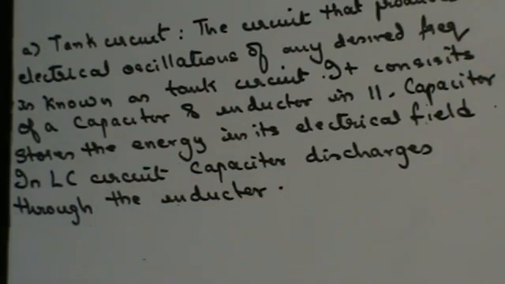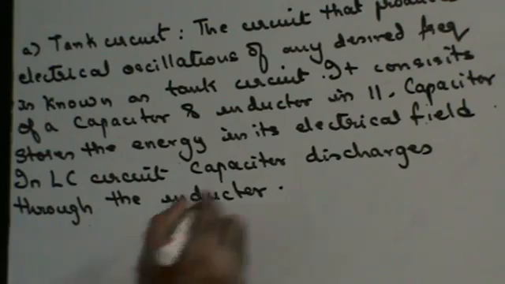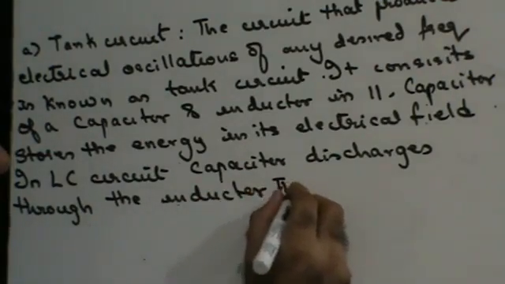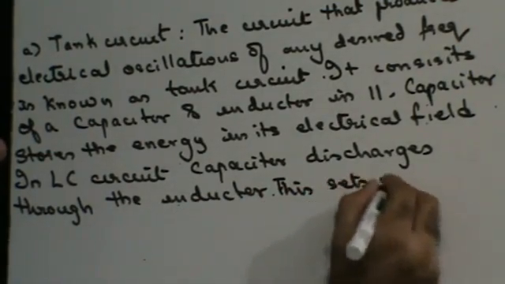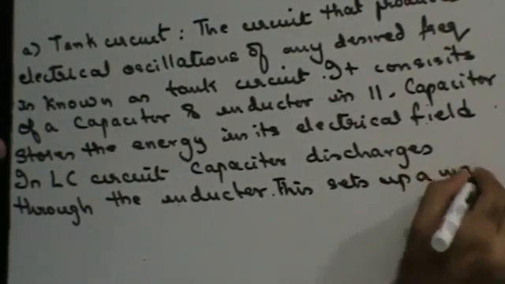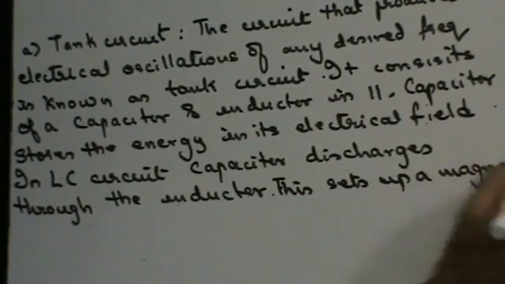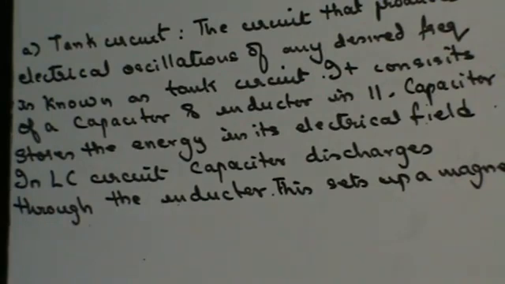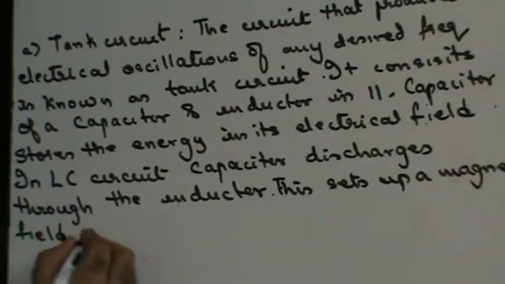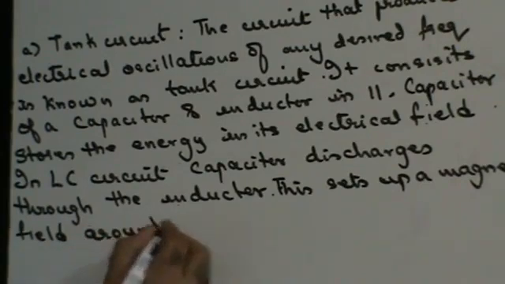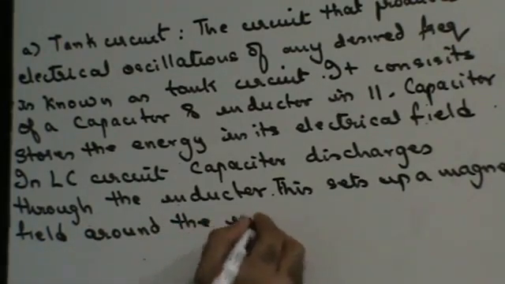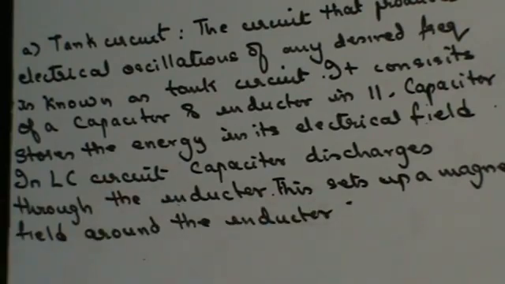Right? Now, if the capacitor is going to discharge through the inductor, this will set up a magnetic field in the inductor. So this sets up a magnetic field around the inductor.